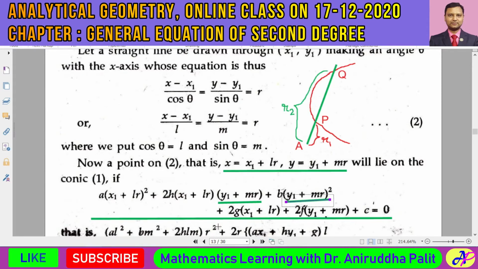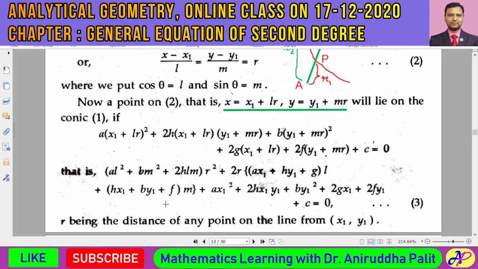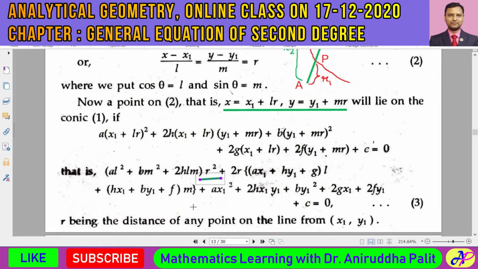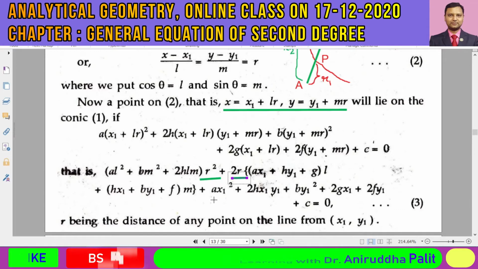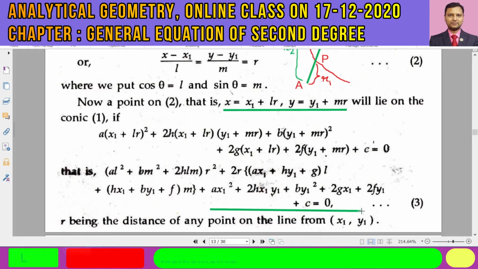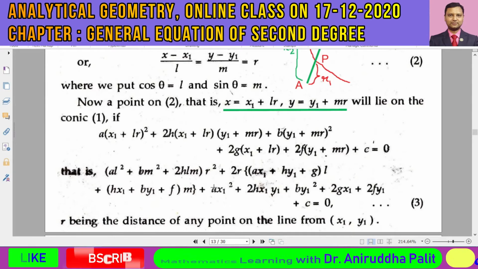Got it? Now we expand this equation and rearrange the terms. What we shall observe is that there are certain r square related terms, then certain terms simply related to r, and the remaining terms would not contain any small r at all. So we can say that this is a second degree equation in r, and therefore if we solve this equation, we expect at most two real roots of r.